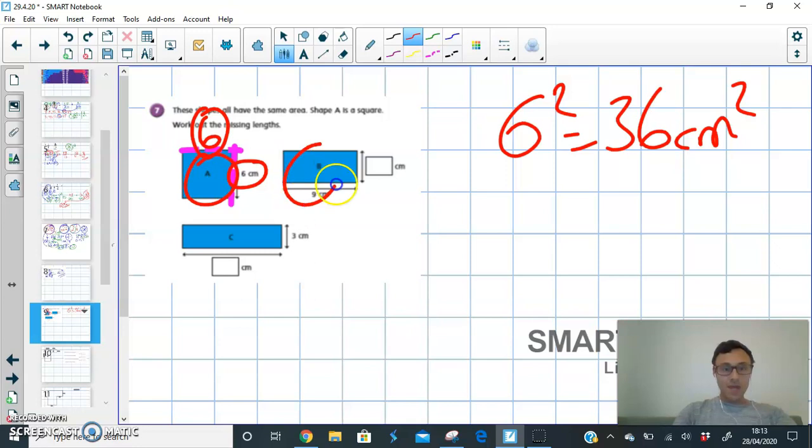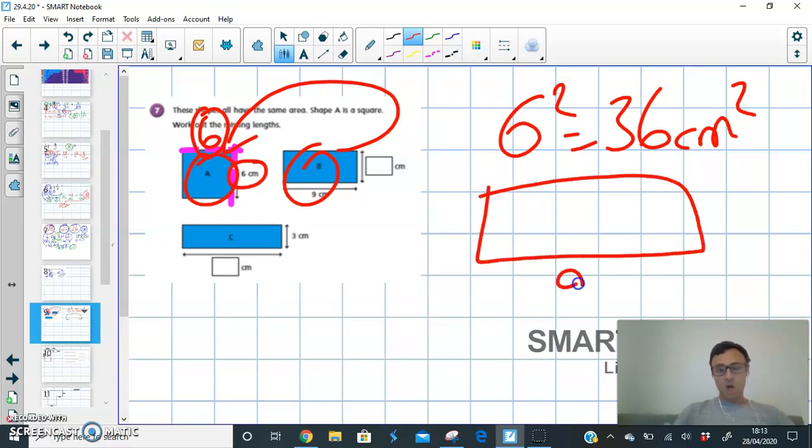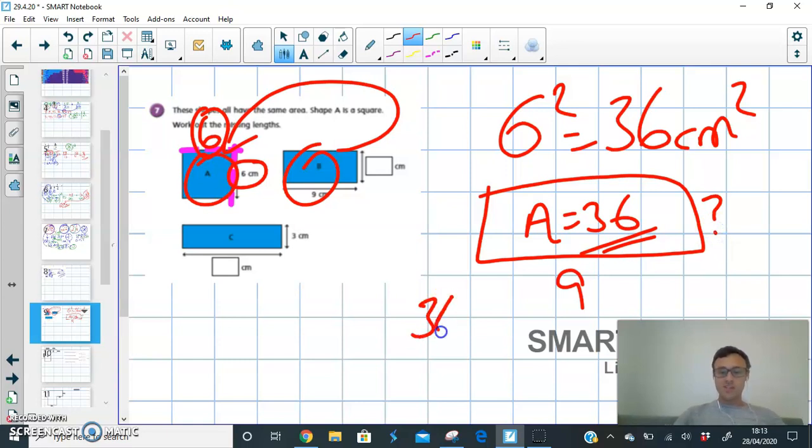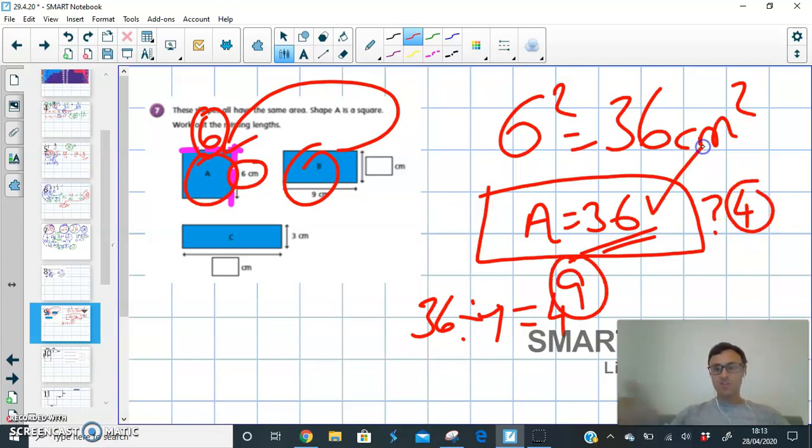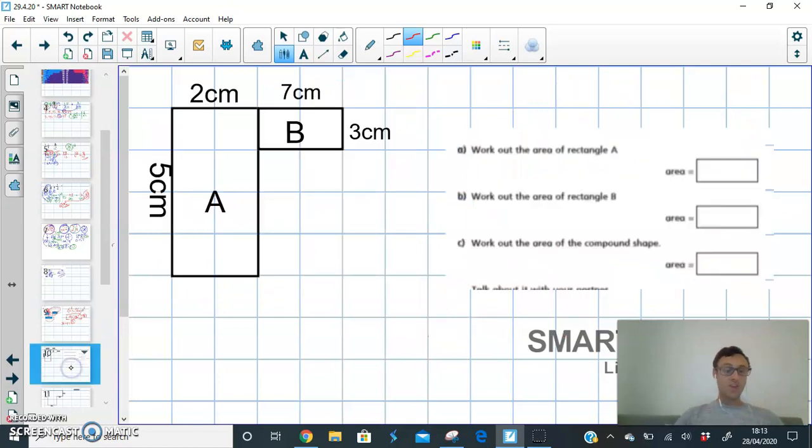The area of B is the same as the area of A. It says that in the question. So we know then that if this is 9, we know that the area is 36. We need to do the inverse because we're working out this side. So we would do 36 divided by 9, which is 4. So if I do 4 times by 9, that does give me 36, so I've got it correct. And you'd do the same on C.